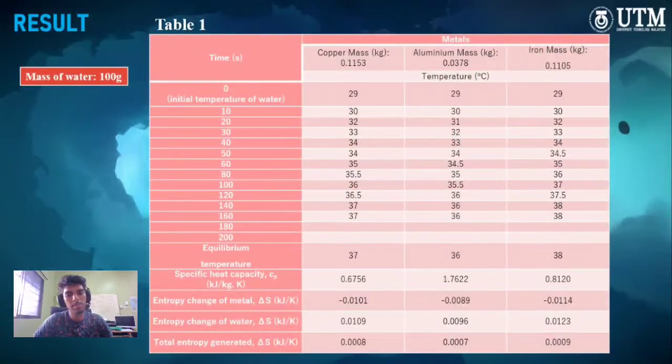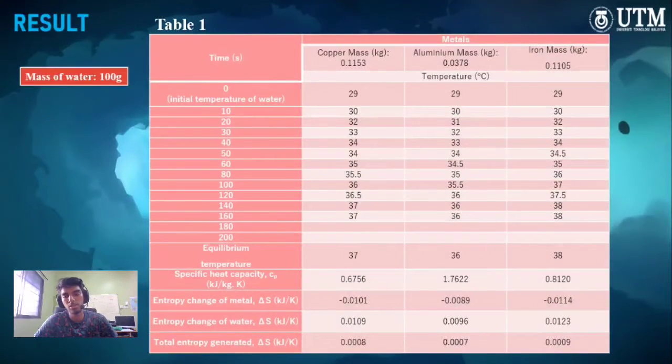Okay, for this experiment, I will explain about the result. So before we look at the table 1, the mass of the water is equals to 100 grams. According to the methodology for this experiment, we should weigh each and every metal by using electronic balance, in which copper is equals to 0.1153 kilograms, aluminium is equals to 0.0378 kilograms, and iron is equals to 0.1105.